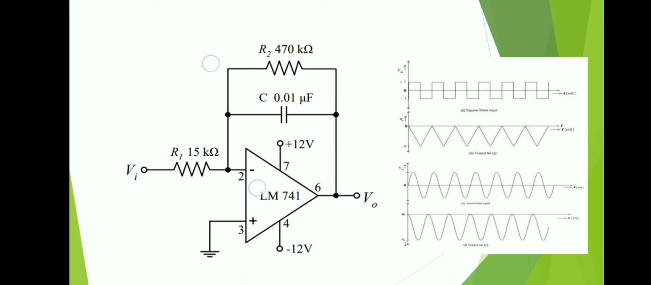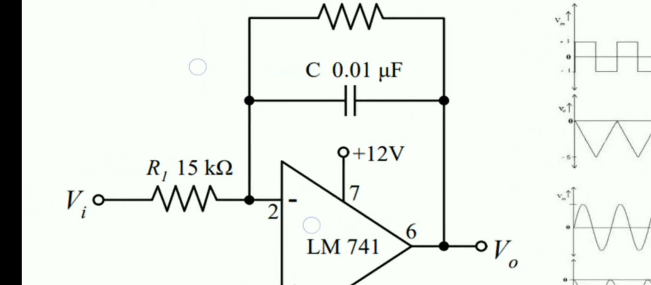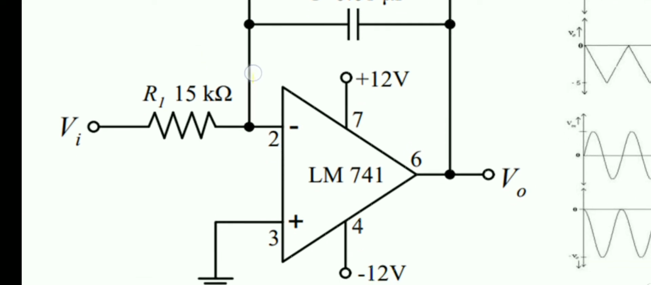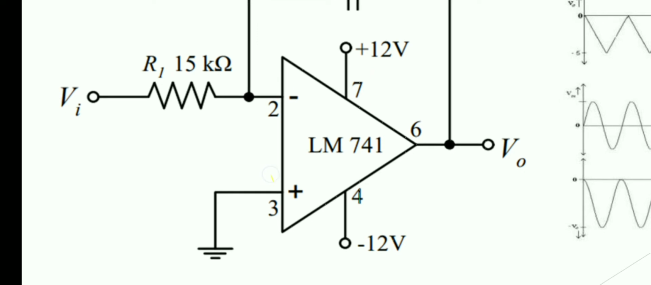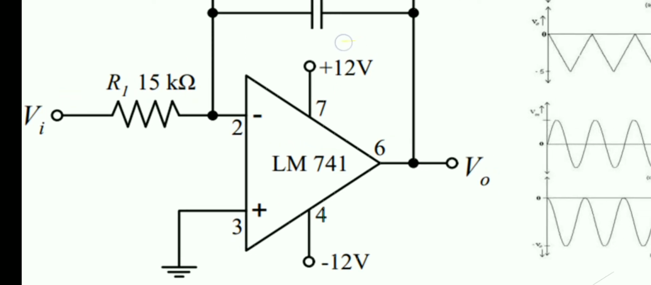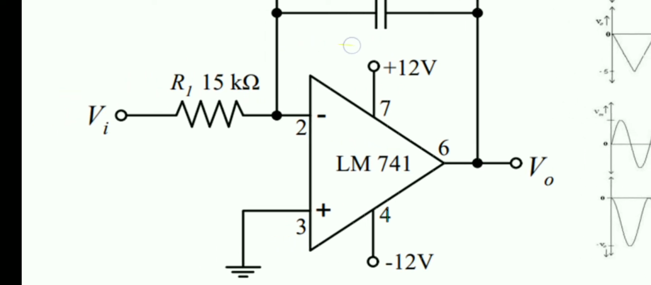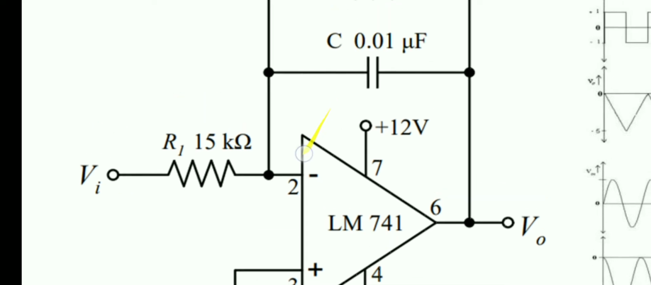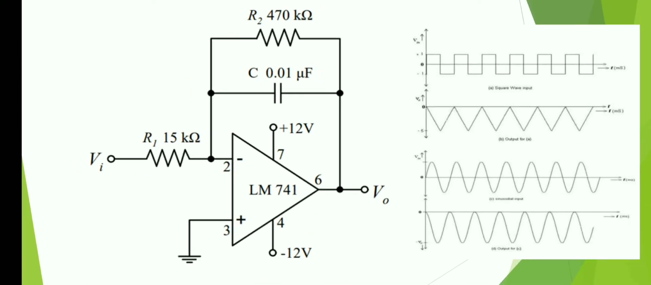This is the circuit diagram for op amp as an integrator, where the capacitor is used in a feedback path. R1 is a 15 kilo ohm resistor connected to the inverting terminal, and the capacitor is 0.01 microfarad. Pin number 3 is grounded.